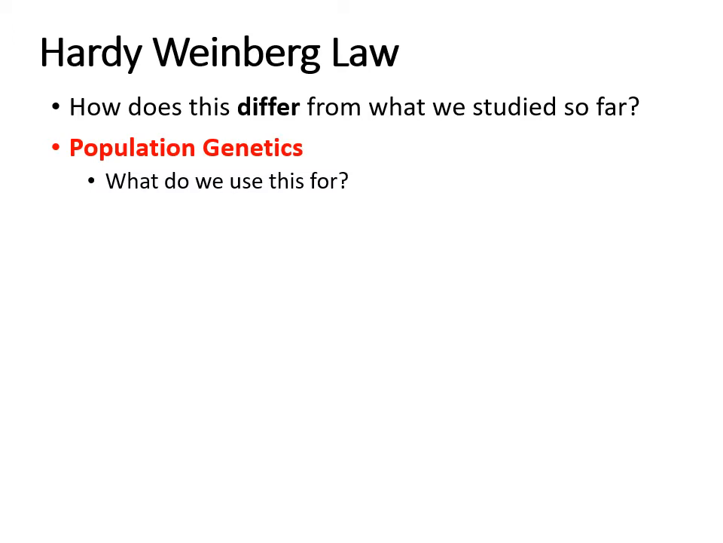So the first thing to go over is what exactly we are going to talk about when it comes to Hardy-Weinberg law, and why we are doing this lesson. Now, the first question that I pose to you on this slide is, how does the Hardy-Weinberg law or Hardy-Weinberg equilibrium lesson differ from what we studied so far? And the key here is that we previously focused on individual genetic crosses. So for instance, you cross this Apterus fly with this wild type fly, what's going to happen?